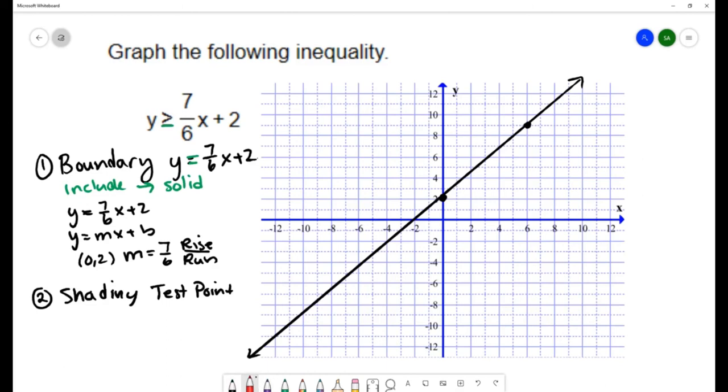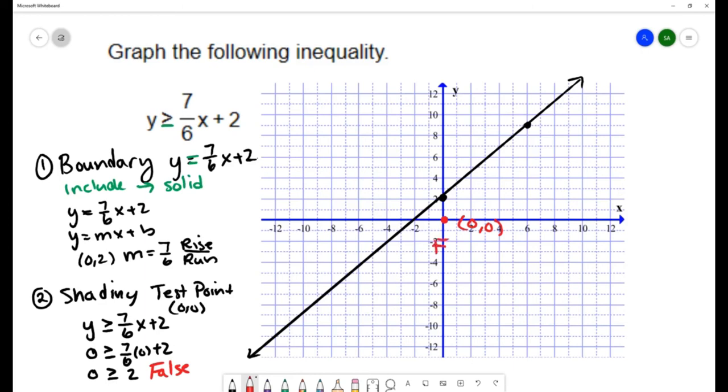Most people like to choose (0, 0) as the test point because the math works out nicer when you have zeros. So we're going to take that test point, (0, 0), and substitute it into our inequality. Y is greater than or equal to 7/6 x plus 2. 0 is greater than or equal to 7/6 times 0 plus 2. So that would simplify to be 0 is greater than or equal to 2. Now that is a false statement. So over here where the test point is, that came out false.